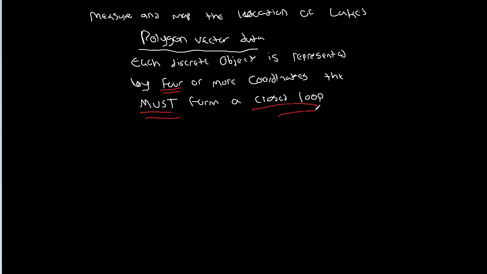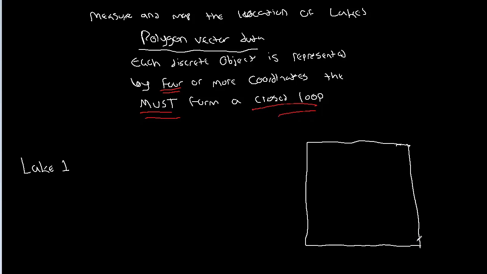What do I mean by that? So let's walk through our example of measuring lakes. For the sanity of explanation, I'm going to just have a single lake. So we have lake 1 that we are going to go out with a GPS unit and measure various locations around the lake. And then we're going to come back into the office and visualize the data by plotting the coordinates that we measured.